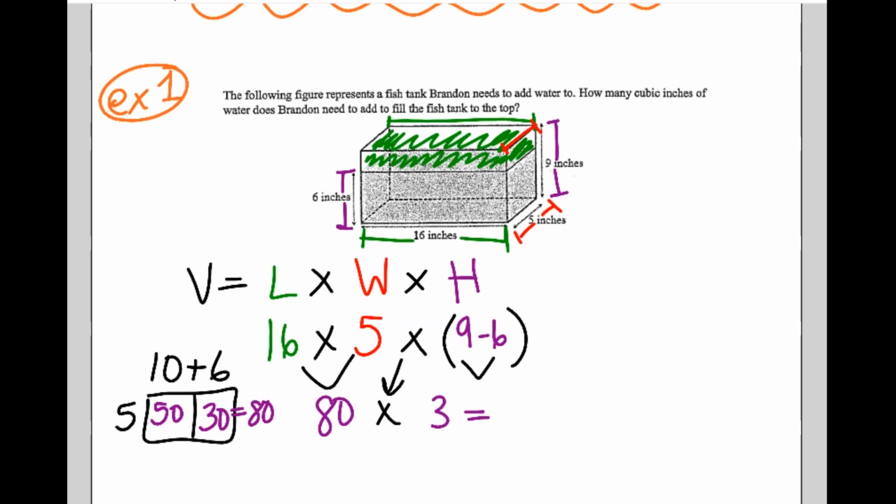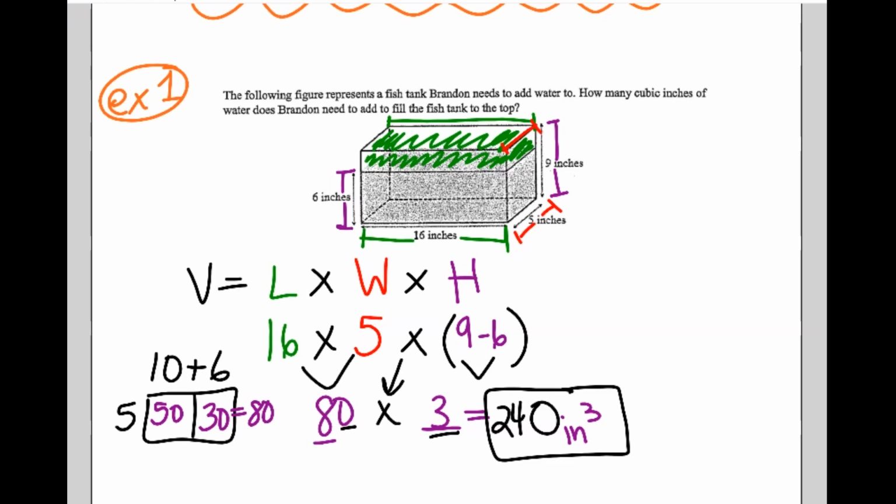And then we can go ahead and solve. What is 3 times 0? That's 0. And then what is 3 times 8? That's 24. I put the 24 in front. So that is the volume. Inches cubed. That's the volume that we need to figure out, or that's the amount of water that he needs to fill in.